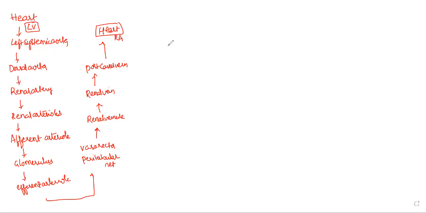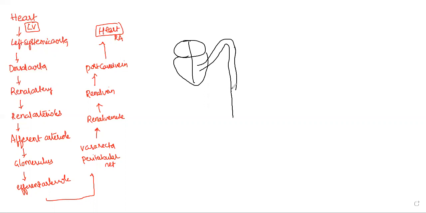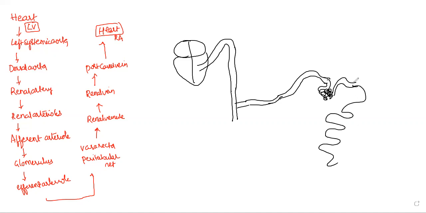Let me show you the visual for the sequence also. What we said, from the left ventricle, the left systemic aorta is coming down. The left systemic aorta will get down in the form of dorsal aorta, then renal artery. Renal artery enters into the kidney, and in the kidney, renal arteriole. Renal arteriole is going to form afferent arteriole, and that forms the glomerulus. And glomerulus will come out in the form of efferent arteriole.